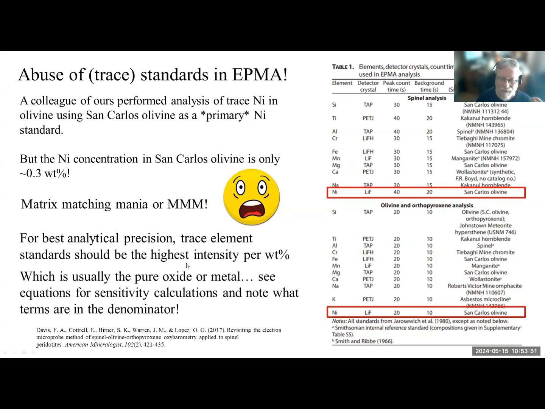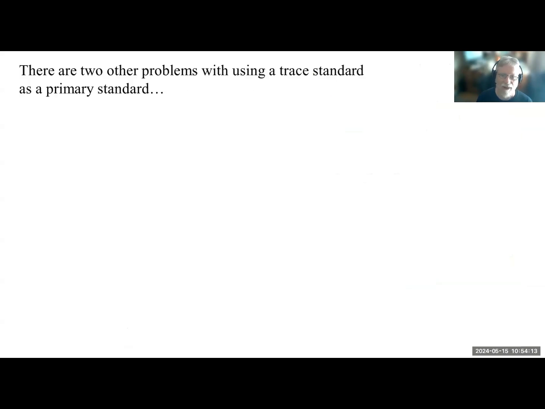a moment. Actually, as it turns out, if you look at the sensitivity equations that are available in all the textbooks, and you look at what's in the denominator and what's in the numerator of these equations, you will see that what you really want for the highest precision analysis is a standard that has the highest intensity per weight percent. And that's going to be normally the pure oxide or the pure metal. And so that's all I'm going to say here.